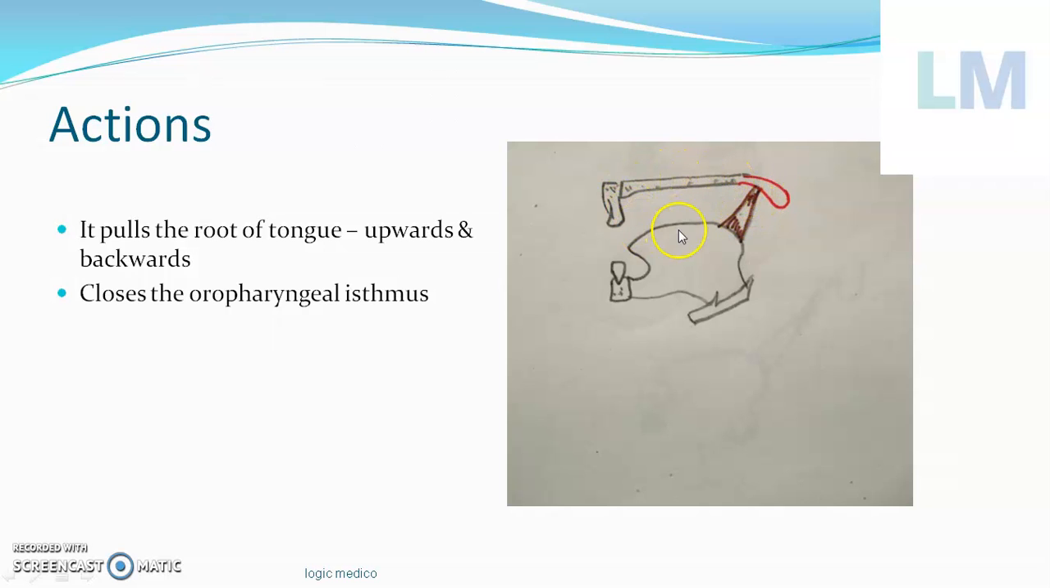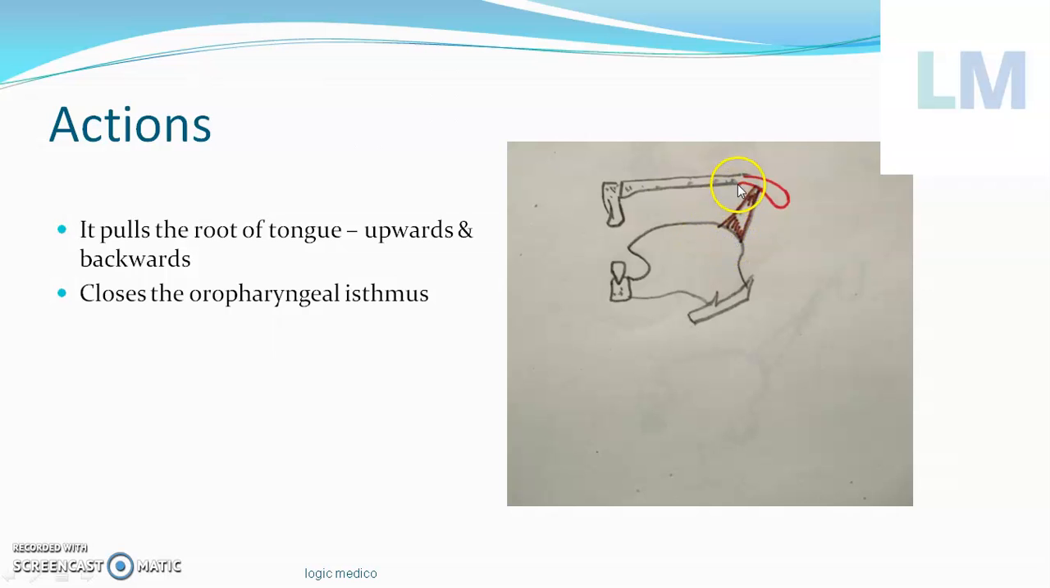So what happens? The oral cavity gets closed because the tongue is going towards the palate. So it closes this junction. It is called the oropharyngeal isthmus. The junction between the oral cavity and oropharynx is called the oropharyngeal isthmus. So what happens? The food which is in the oral cavity has gone to your oropharynx. It can't come back now because the palatoglossus has pulled the tongue upwards and backwards, closing the oropharyngeal isthmus.